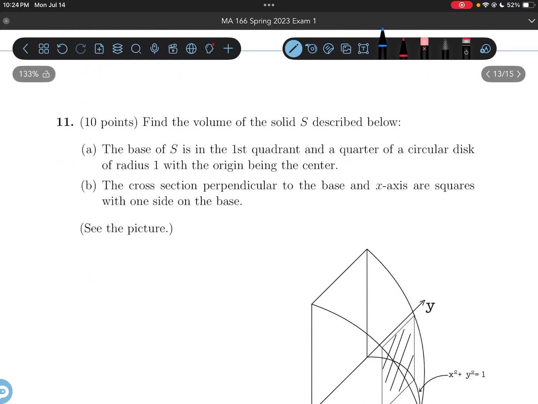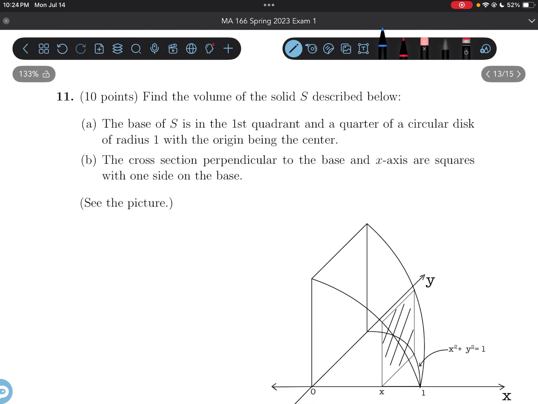Moving on to question 11. Question 11 says, find the volume of the solid S described below. The base of S is in the first quadrant and a quarter of a circular disk of radius 1, with the origin being the center. And the cross-sections perpendicular to the base and x-axis are squares with one side on the base.